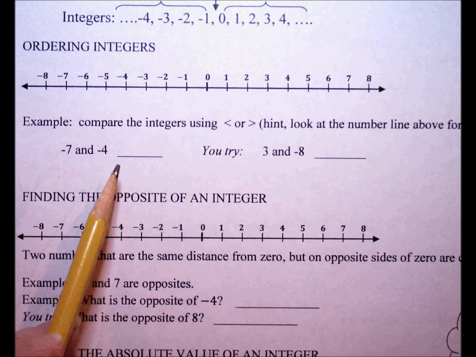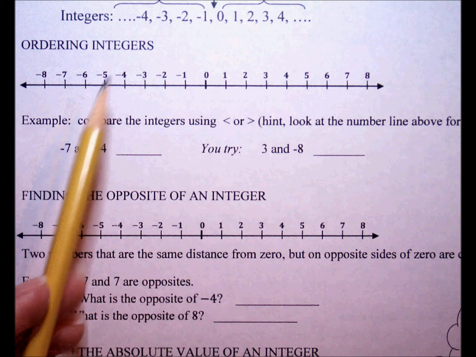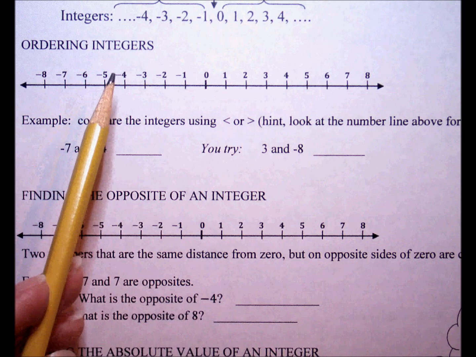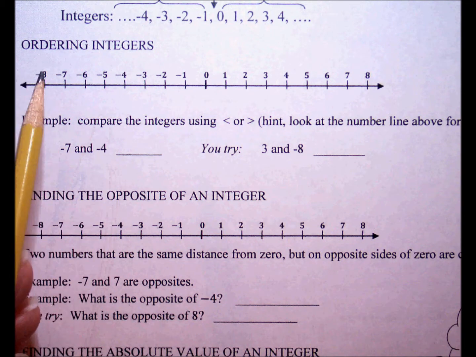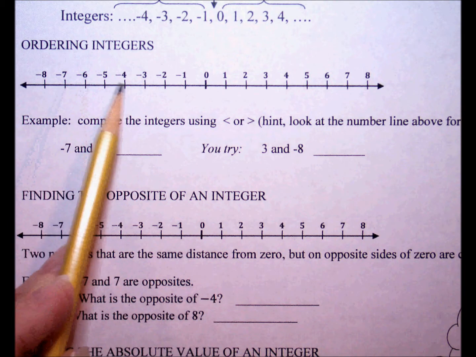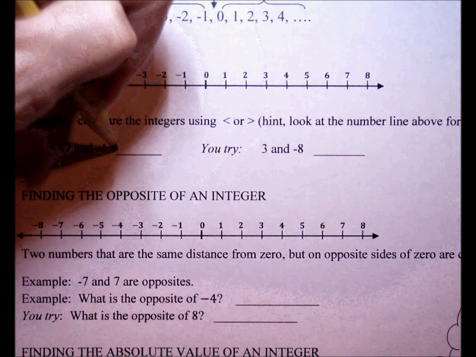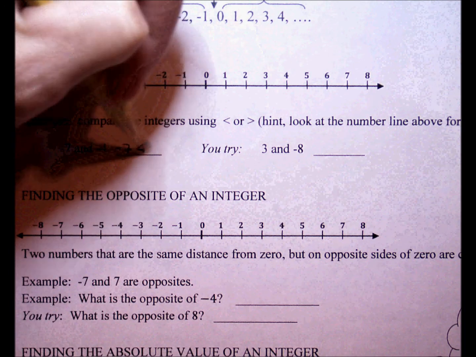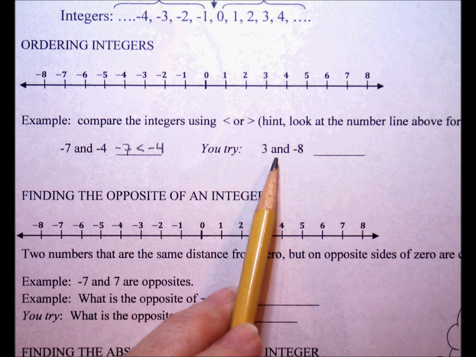So we have -7 and -4. And we know that on the number line, our numbers are increasing from left to right. So if we compare -7 to -4, we can see that -4 is larger because it's to the right. So -7 is less than -4.